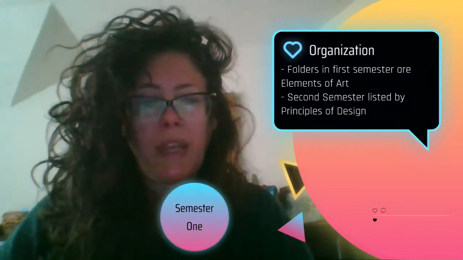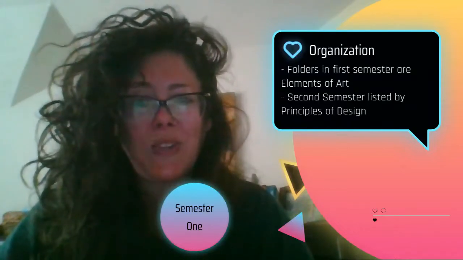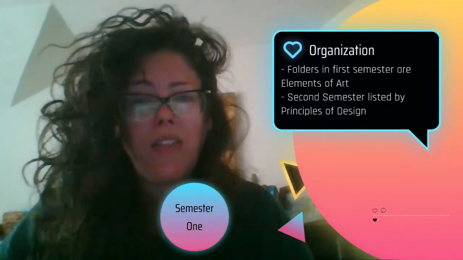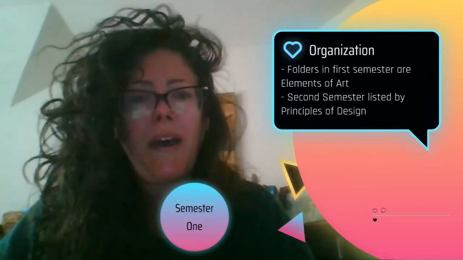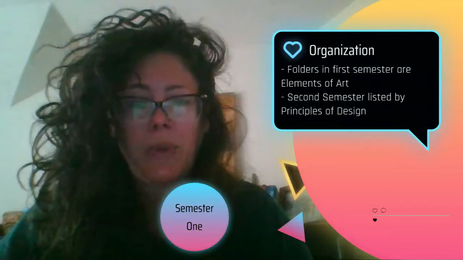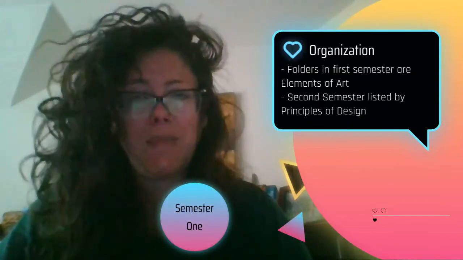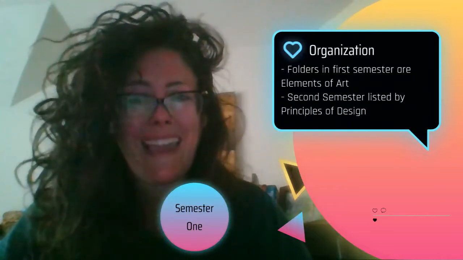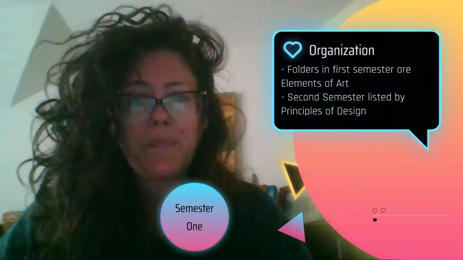Those are our ingredients. If we're making a cake, we're going to use water and sugar and milk. Those are the ingredients of art. They're line, shape, color, form, value. Second semester is going to be listed by the principles of design. Those are the things that we make out of the elements of art. So you might bake a cake, or you might create movement or rhythm within your artwork.